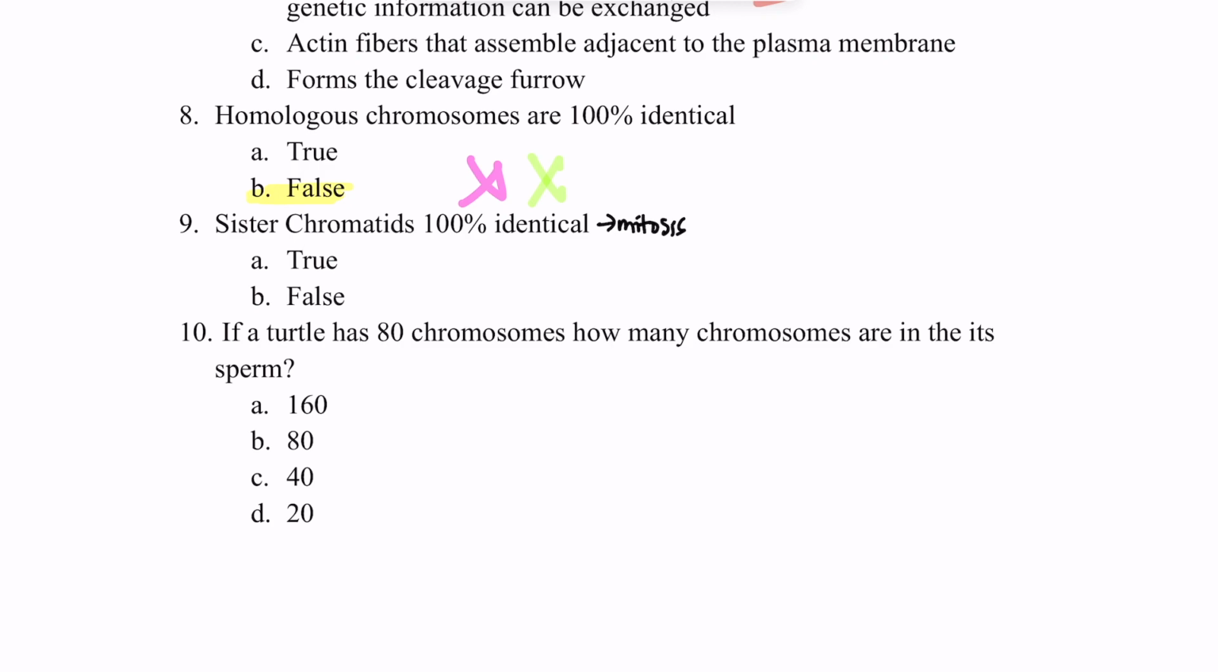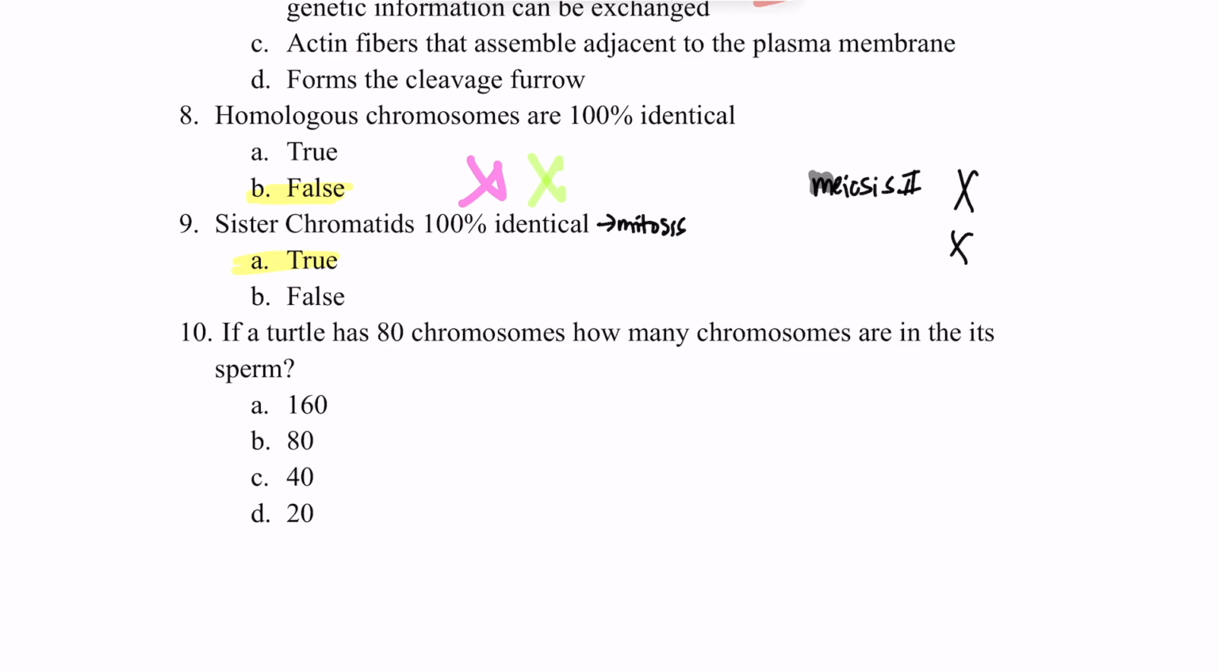Correct answer is true. And why I say this is a bit misleading is because if we're talking about meiosis, we're dealing with sister chromatids, and these will be unique because they just underwent crossing over, and that would be not identical. So that creates variation. But if we're talking about mitosis, the sister chromatids are 100% identical. If we're talking about meiosis, then it's a different story. They're not 100% identical.